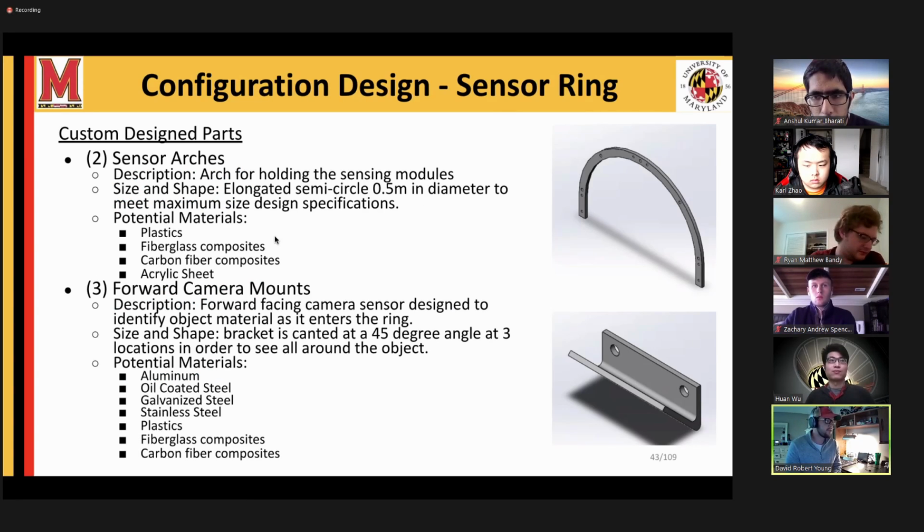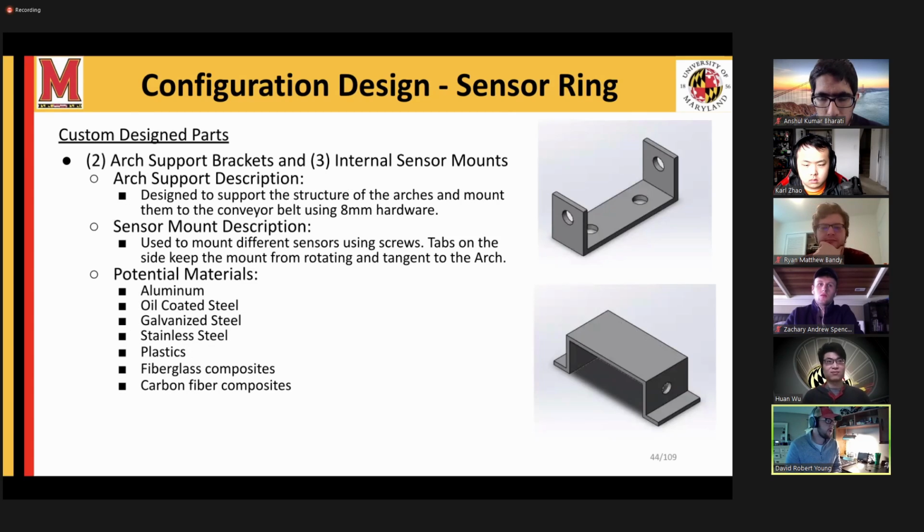4 parts are custom designed in the sensor ring. The sensor arch is used to hold the sensing bracket in place so that the object can move underneath it. The forward camera mount holds the front-facing camera at a 45-degree angle at 3 locations. These are some of the potential materials considered for the part. The arch support bracket is designed to hold the ring to the conveyor using 8mm hardware. The sensor mount is designed to hold the sensor to the ring and keep it tangent to the ring.